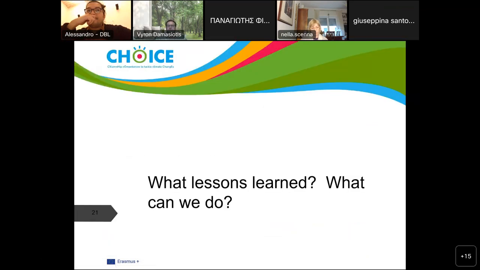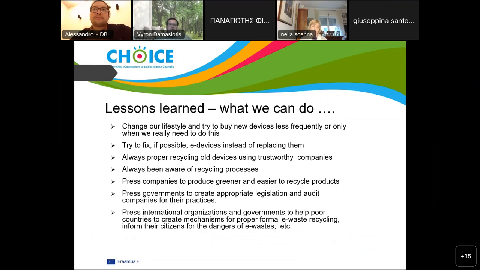Okay, what lessons can we learn from all this? What can we do to improve e-waste management? Okay, let's see. We can change our lifestyle or try to buy new devices less frequently or only when we really need to. Try to fix old devices instead of replacing them.